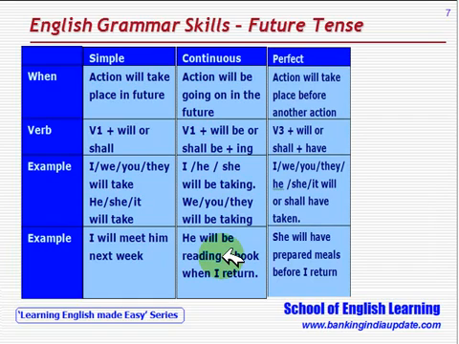Future perfect. So it is used when an action will take place before another action in future. Here the third form will be used, plus will or shall and have.